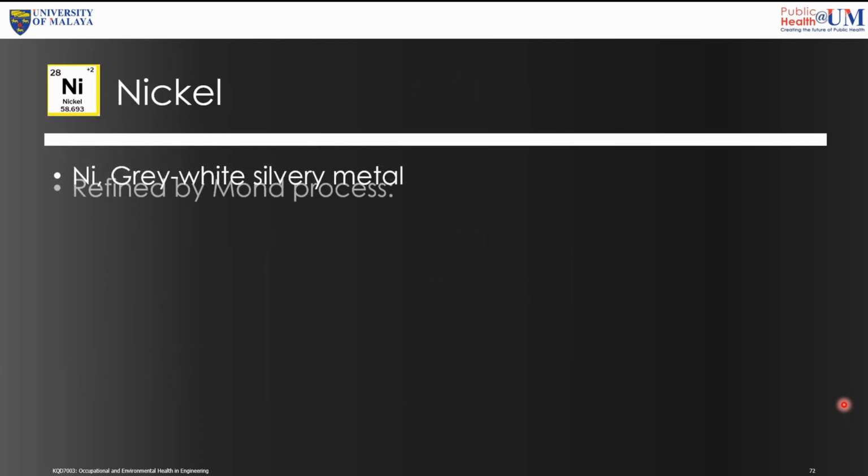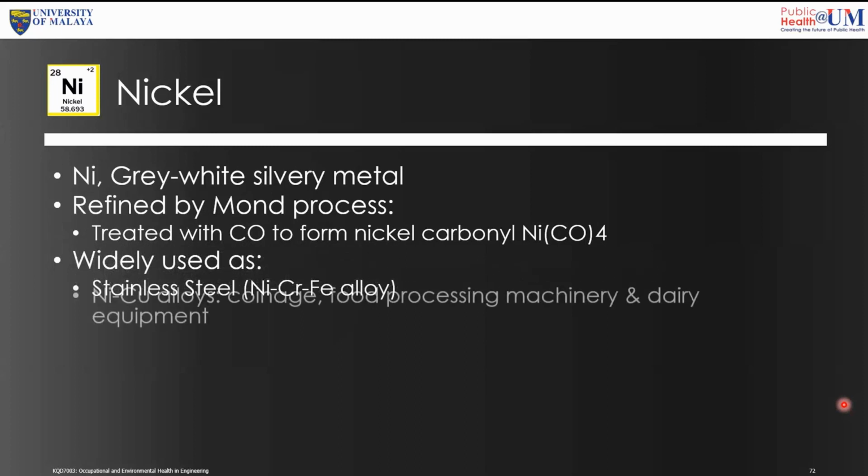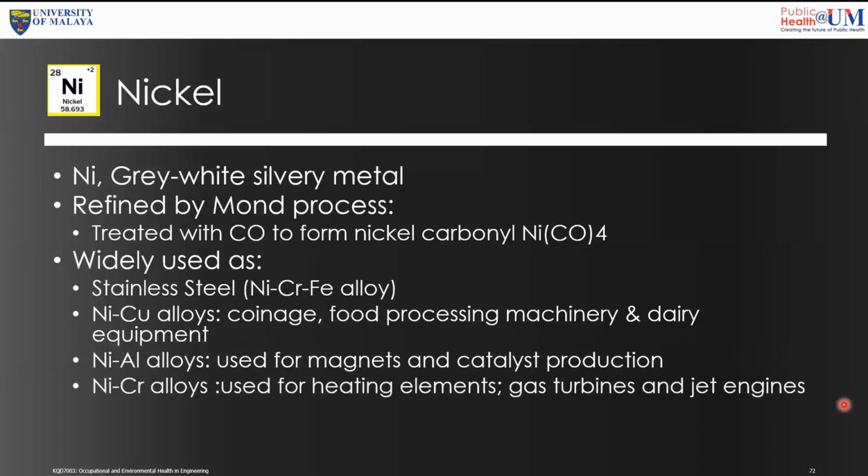Nickel is another metal. Nickel is basically gray, white, silver, refined by the Mond process, treated with carbon monoxide to form nickel carbonyl. It is widely used in stainless steel, nickel-chromium-ferrous iron alloy, and nickel-copper alloy in food processing, machinery and dairy equipment. Nickel-aluminum alloy is used for magnets and catalyst production. Nickel-chromium alloys are used for heating elements, like gas turbines and jet engines. So nickel is used in a lot of industries, right? Of course, nickel is a very cheap metal.